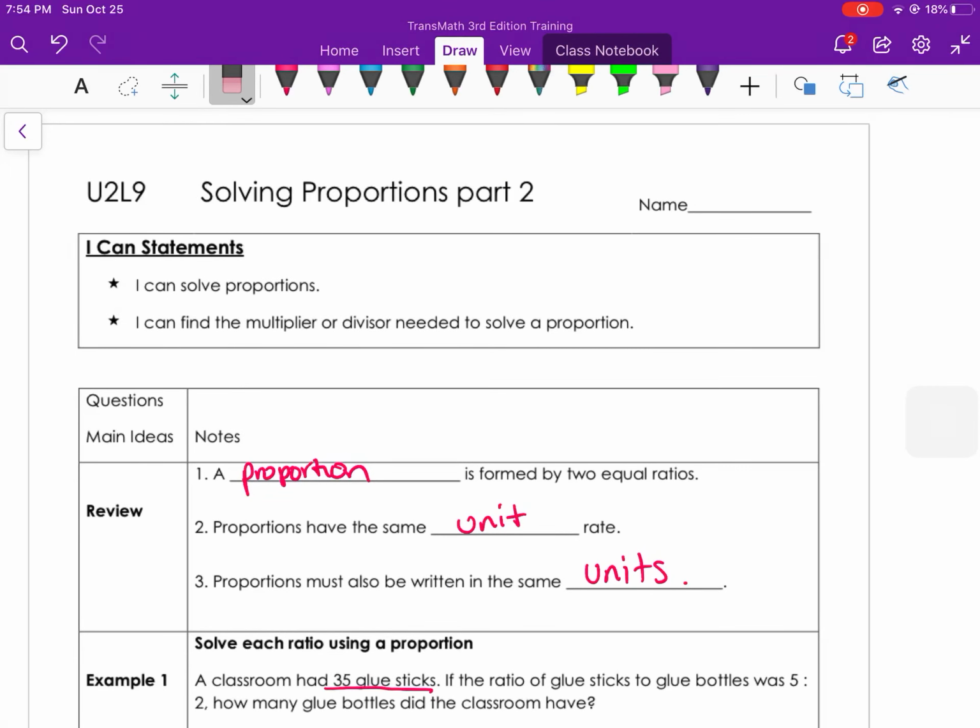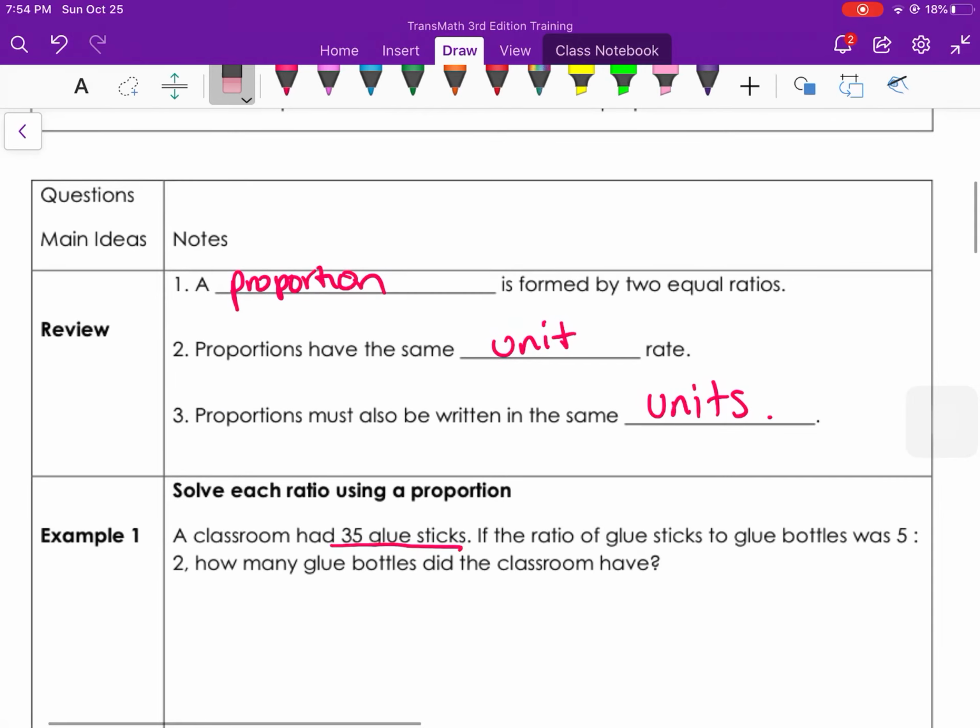So solving proportions, part 2, is we're going to be practicing solving more proportions. Remember, a proportion is formed by two equal ratios. Proportions must have the same units, and proportions must also be written in the same units.